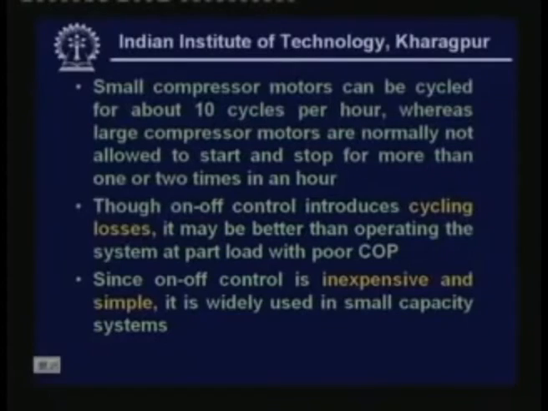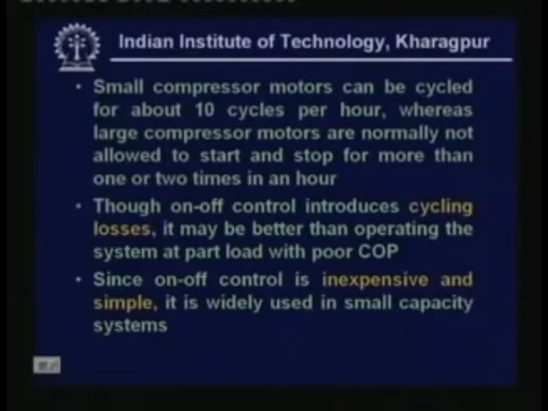That means you operate the system continuously at part load condition, and at part load you get poor COP. That means the efficiency will be low. The loss of efficiency under part load conditions may be much higher than the cycling losses. Under such circumstances thermostat control is good. And since on-off control is inexpensive and simple, it is widely used in small capacity systems, as I have already mentioned. It is the most widely used control in almost all small capacity refrigeration systems, because it is inexpensive. In small capacity systems, cost is a major factor, and it is also very simple.